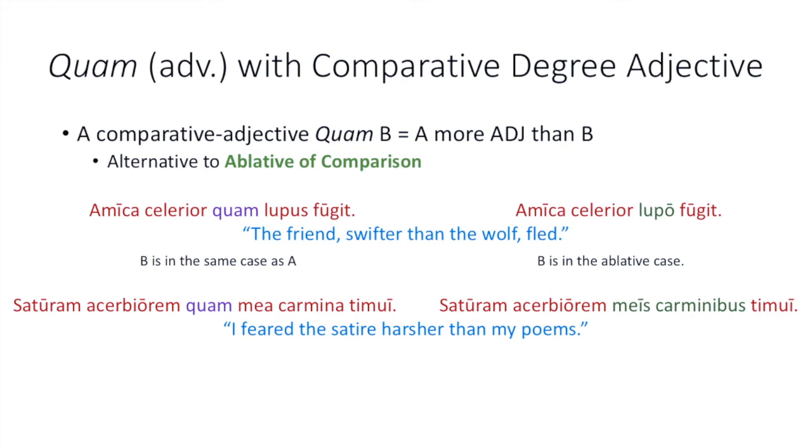This one's a little bit more complicated to remember how quam and the ablative of comparison work with comparative adjectives, but I'm confident that you're able to make sense of them as two alternative ways to say swifter than the wolf or harsher than my poems.